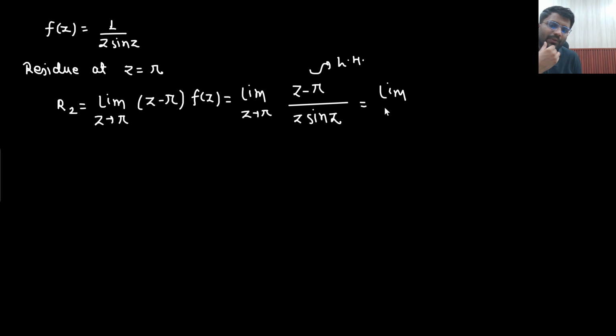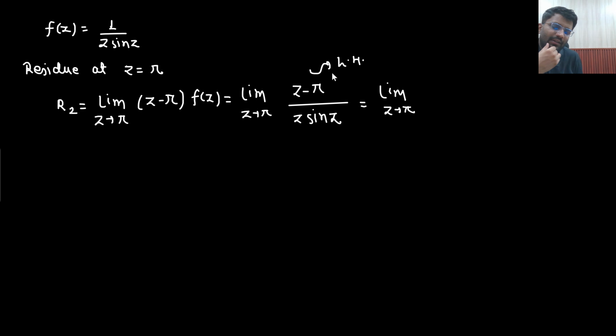What does my method say? My method says that the residue at z equals pi would be limit z tending to pi of z minus pi times f of z. So it is coming out to be limit z tending to pi of z minus pi upon z sin z. If you put pi here, what will you get? 0 by 0 form. What you can do is apply the L'Hopital rule. Since it is becoming 0 by 0 form, I am applying L'Hopital rule.